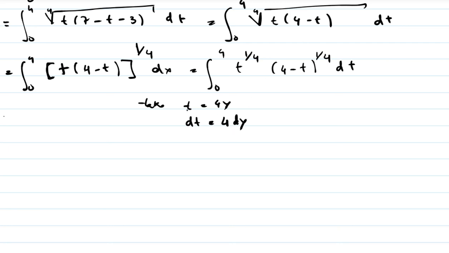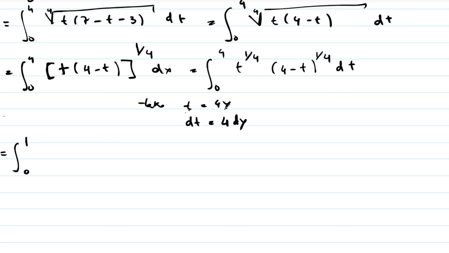If t is equal to 0, y is going to be equal to 0. If t is equal to 4, so we're going to have 4 is equal to 4y, which means y is equal to 4 divided by 4, y is going to be equal to 1. So this means that our limits are now good from 0 to 1.